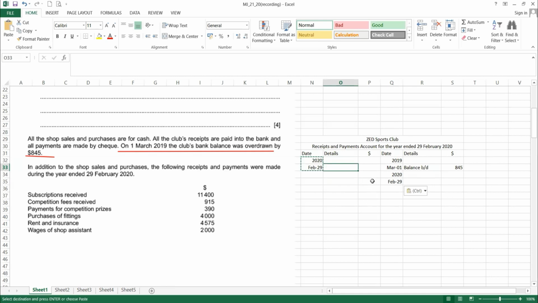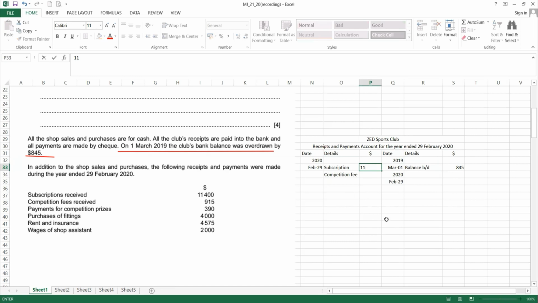Receipt amounts are on the debit side, so you can put subscription. No need to write receipt, just put subscription. Competition fee, because we understood that when it comes to the debit, it is a receipt. 11400 and then 915. Payment for competition price 39. That means we have to pay here, which is competition price. Okay, next.